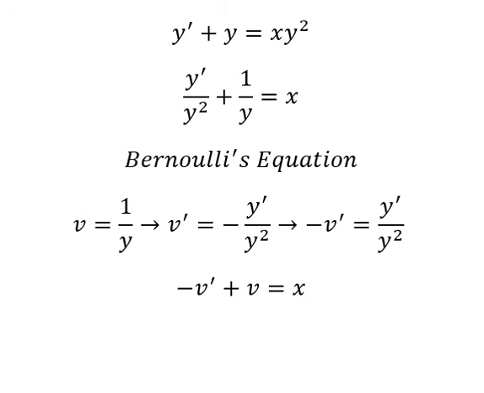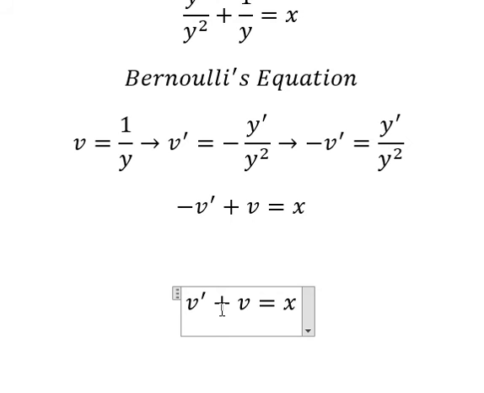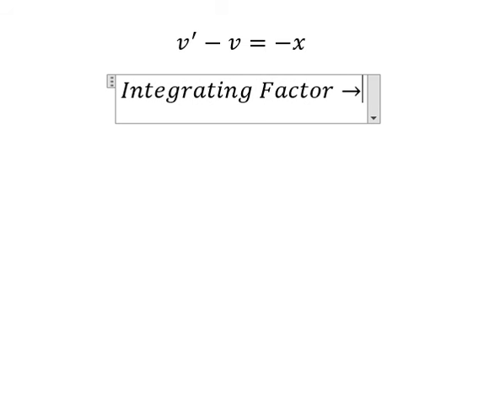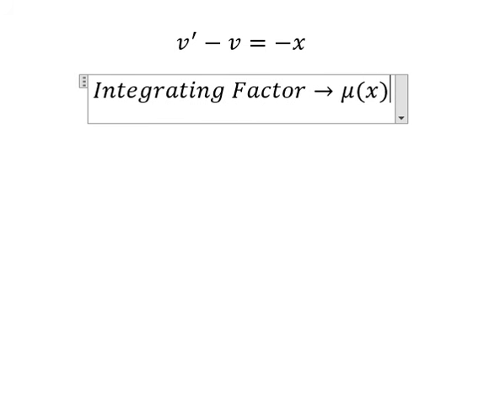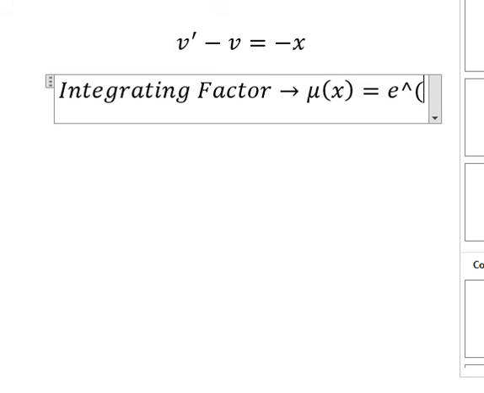Next, I will multiply both sides by negative 1. So we have v and first derivative of v. So we can use the integrating factor. We need to find mu of s equals e to the power of the integration.